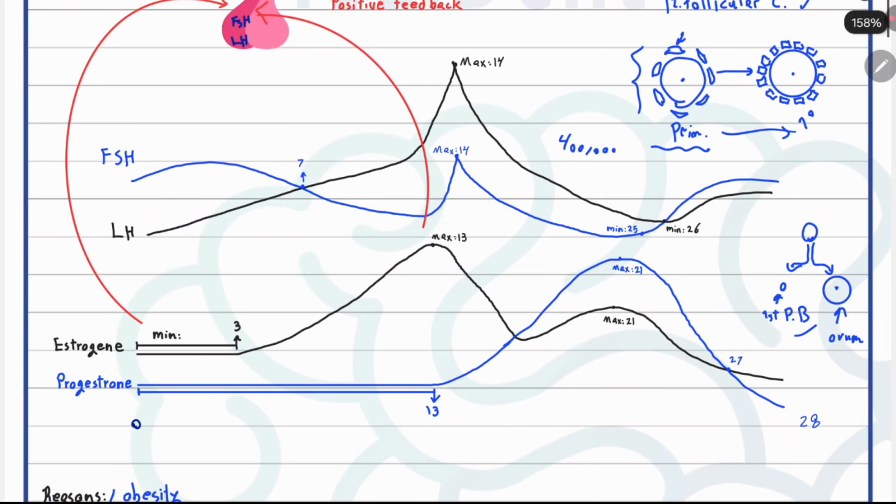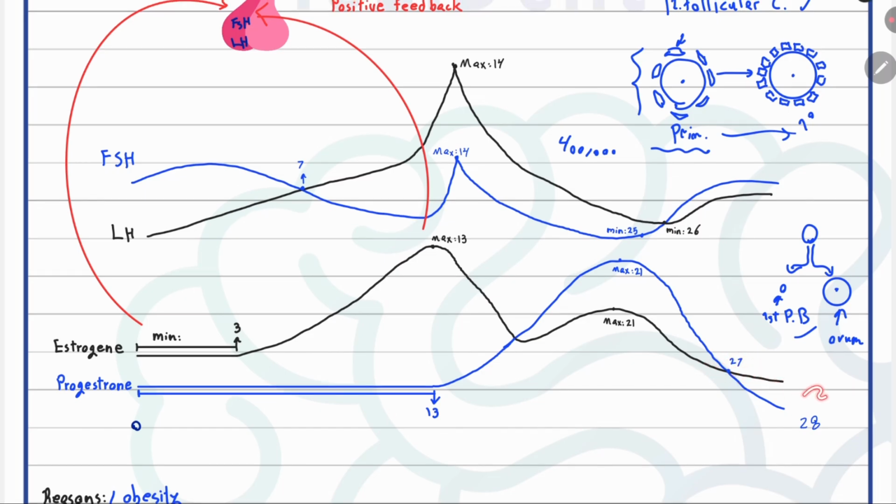And literally after day 21, the corpus luteum starts to degenerate, and that's why after day 21 the concentration of progesterone and estrogen gets low. And when the concentration of these hormones gets low, what will happen? Again, a new cycle will take place. We can see the bleeding of menstruation here.